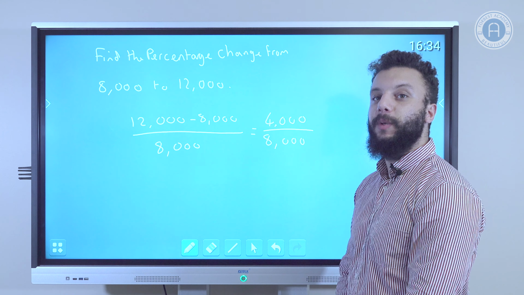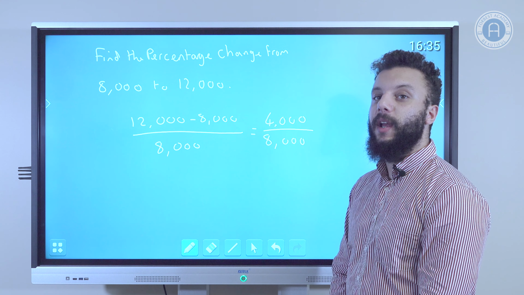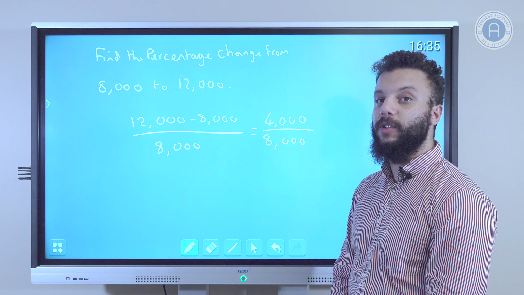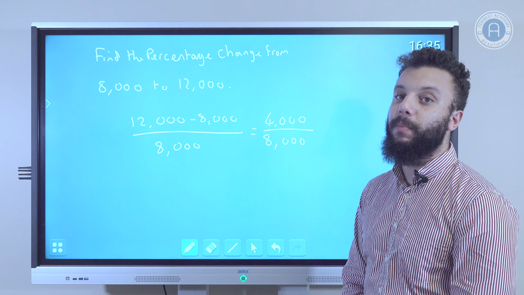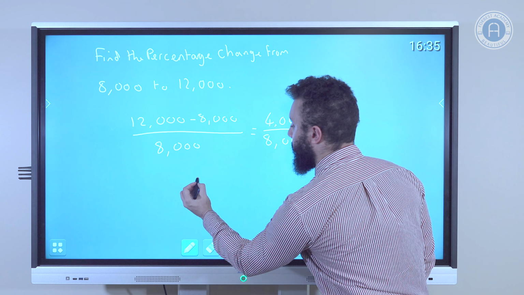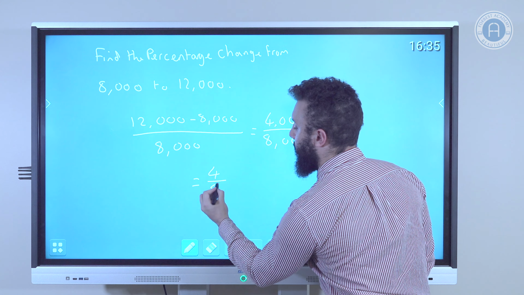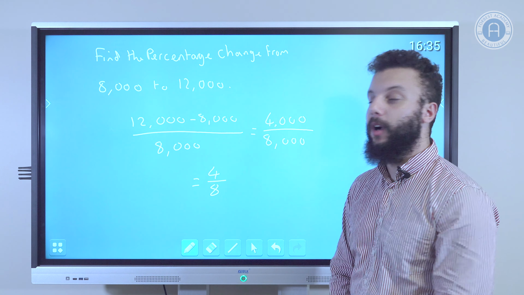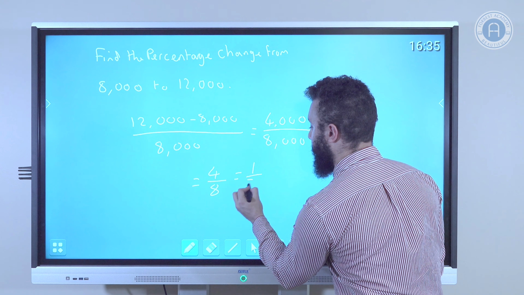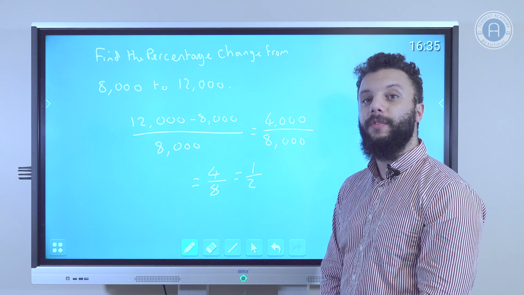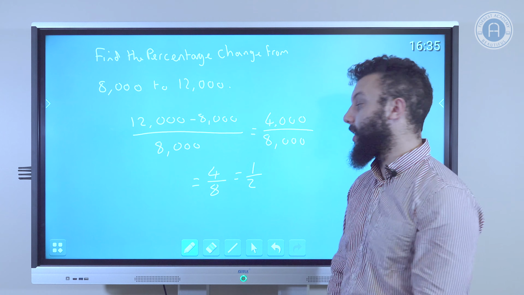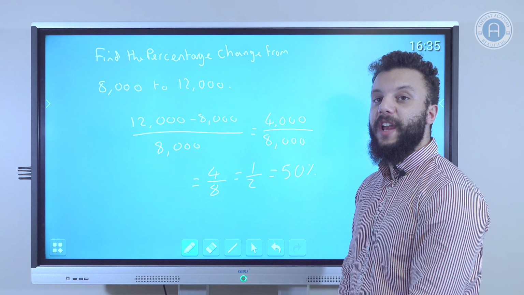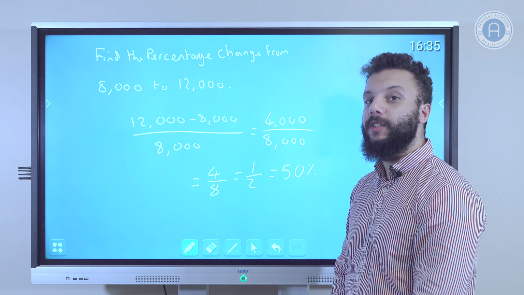So here we have a fraction which we can simplify. If you notice, 4,000 and 8,000 are both multiples of 1,000. So I can divide the top and the bottom by 1,000. That gives me 4 over 8, which can be simplified again to 1/2. Now we can convert 1/2 to a percentage, which is of course 50%. So the percentage change from 8,000 to 12,000 is 50%.